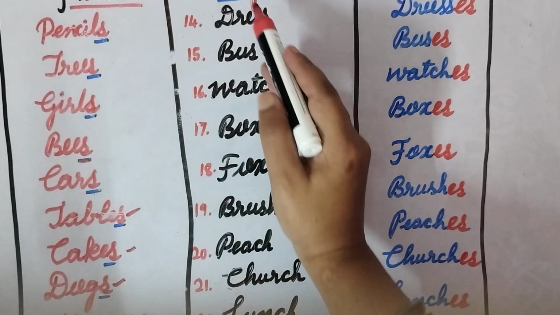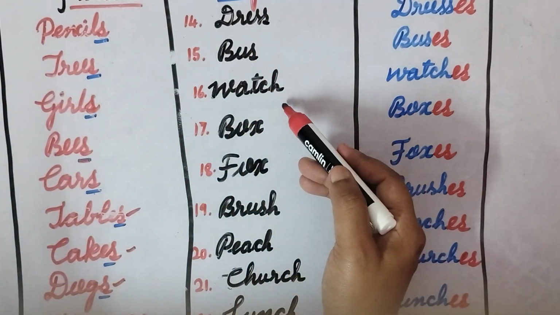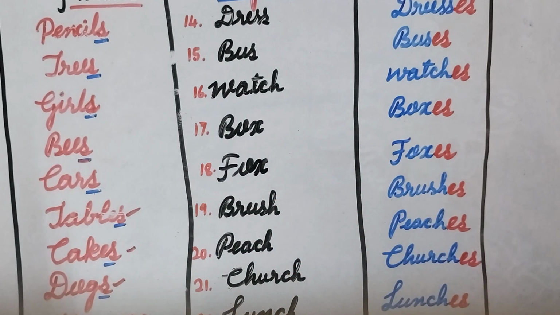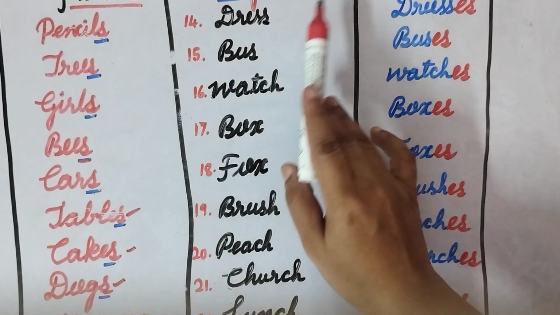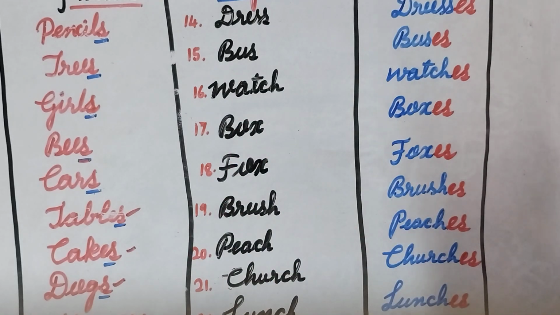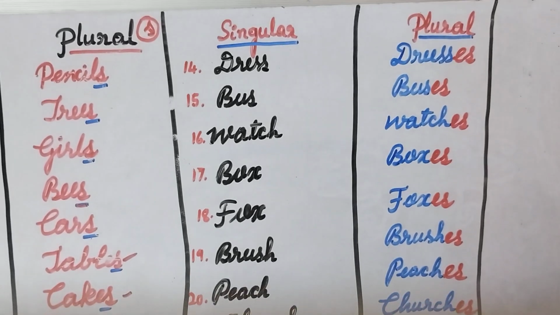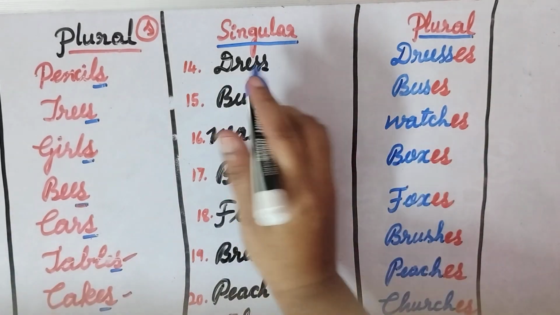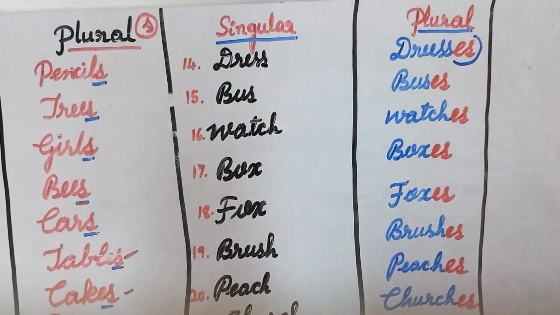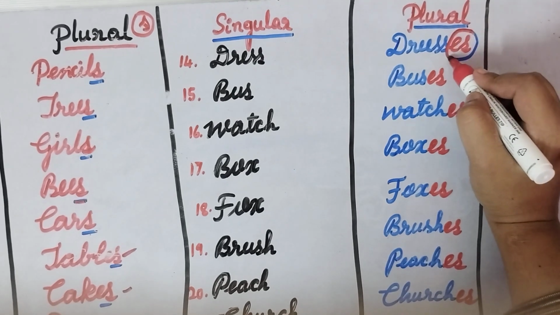Pencil, pencils. Here I already wrote dress, bus, watch, box, fox, brush, peach, church, lunch, wish, switch, mango. What do we have to do here? What is the plural form for these naming words? Dress. What is the plural form for dress? Dresses. So here we have to use es at the end of the naming words to make the plural form.